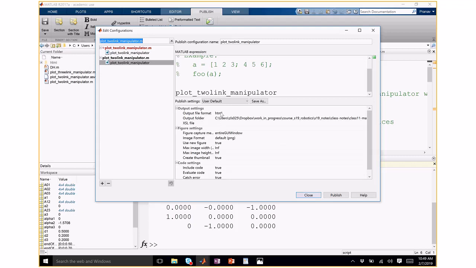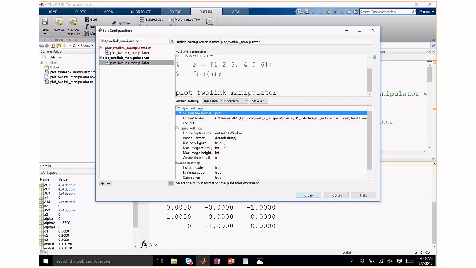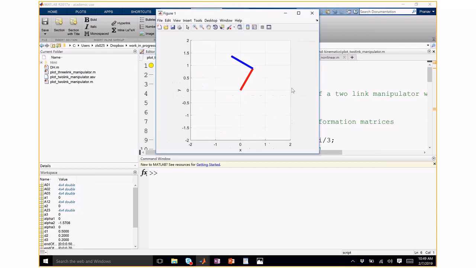So you can see by default it's going to output as an HTML. This is what you use if you want to take code and publish it as a web page. But in this case, I'm interested in making a PDF. So save it as PDF, and then I say publish. What it'll do is actually execute the code, and then make a PDF file, and that PDF is something which you can share. So I think it will pop up the PDF in just a bit.